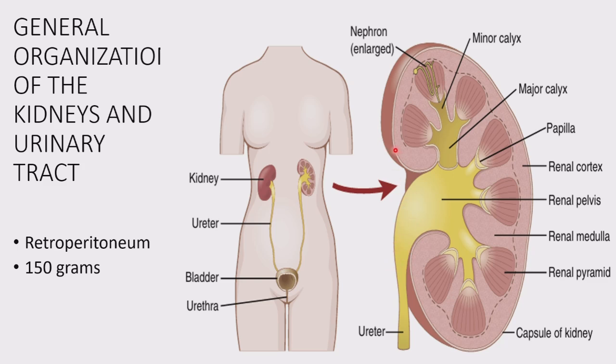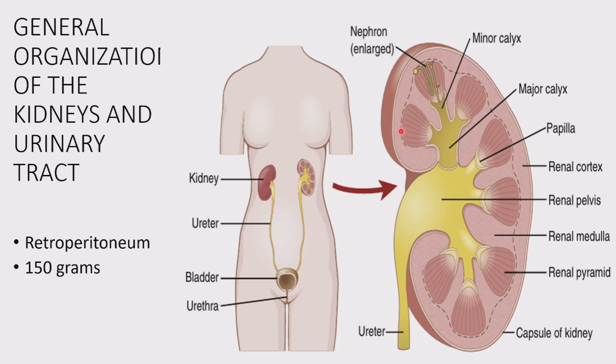Next structure is the renal capsule. Basically, our kidney is surrounded by a tough, fibrous capsule that protects the delicate inner structure of this organ. Now, if we cut the organ from top to bottom, you can easily distinguish the two major regions of our kidneys, the outer cortex and the inner medulla.